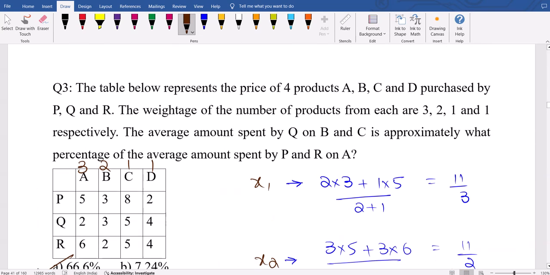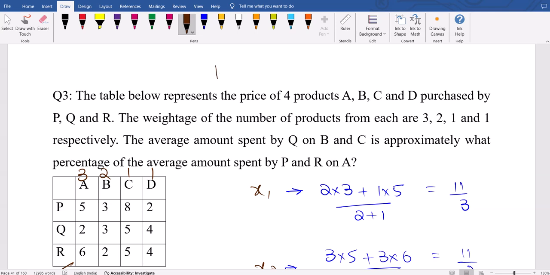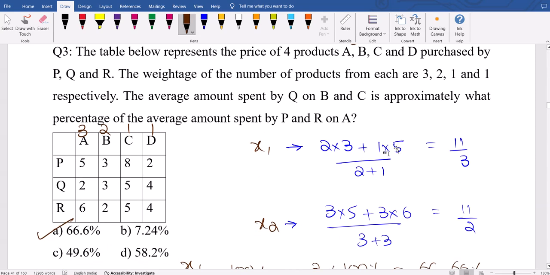This is weighted average. Here we have to apply weighted average concept. Each one is having different weight. We know 5 boys' age is 10, 6 girls' age is 7. What is the average? Means 5 into 10, 6 into 7 divided by 5 plus 6. So that's what we are applying. 2 into 3, 1 into 5 divided by 2 plus 1. 3 into 5, 3 into 6 divided by 3 plus 3.